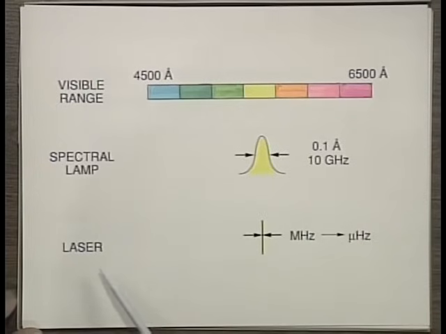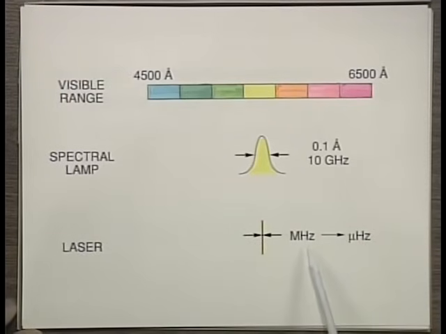Now, when we come to lasers, the line width is extremely narrow. The spectral width is extremely narrow. And it can be in the megahertz, but can also be in the microhertz. Now remember, this is 10 to the minus 6 hertz, or even smaller. So the laser is an incredible kind of device when it comes to the spectral width. The line width can be extremely narrow.